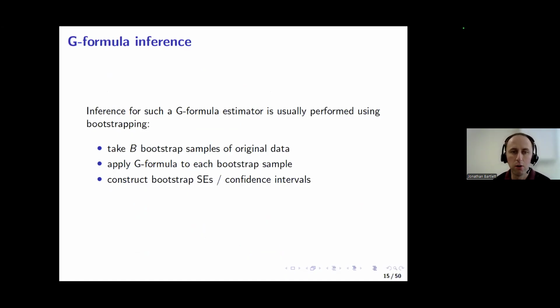In terms of standard errors and confidence intervals, inference for G-formula estimators has traditionally been based on non-parametric bootstrapping. That means resampling the original data a number of times, capital B here, to each of those bootstrap samples, obtaining a G-formula estimate of the potential outcome mean of interest, and then using the standard rules for bootstrapping, for example, to form a bootstrap standard error, you calculate the standard deviation of the estimates across the bootstrap samples, or alternatively use the distribution of the bootstrap estimates to form confidence intervals, for example, percentile-based bootstrap confidence intervals.